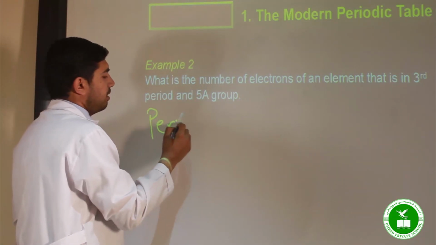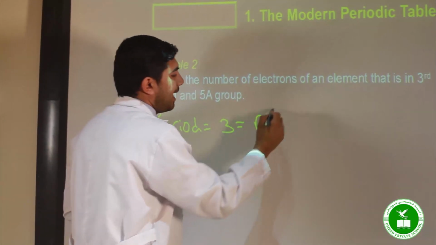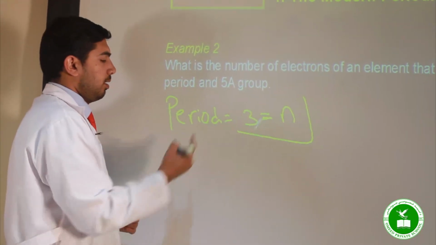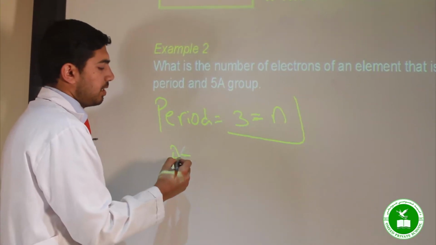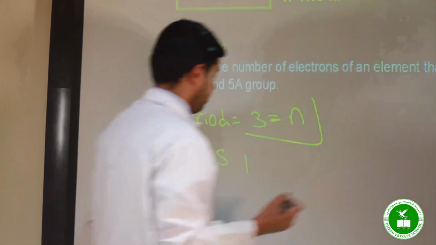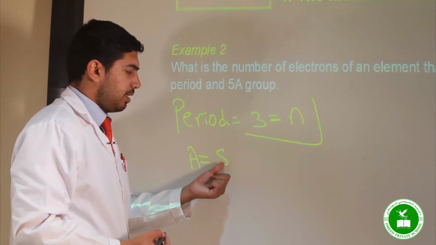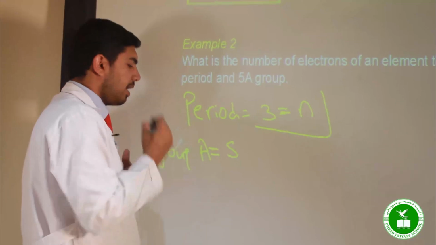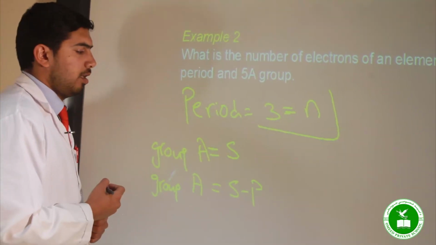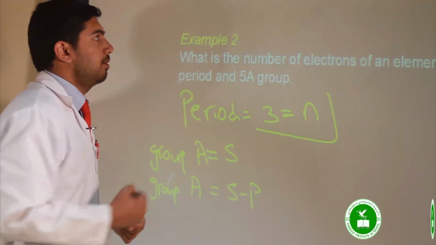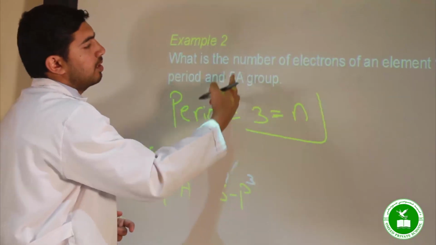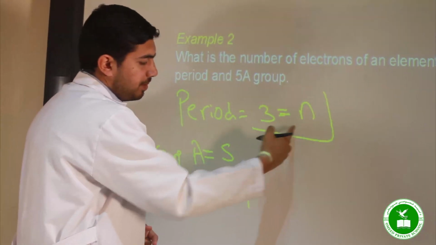Third period is given, which is 3, which equals n. If we remember, n determines the period number. After that, 5A group. We had studied it's a combination of S and P, or only S. If S comes, it means it is in group A. Or if S and P come, it means it is in group A. So now they are telling us that it will be in 5th A group. 5th A group means S will have 2 electrons, P will have 3 electrons. 2 plus 3 becomes 5A group. Okay, third period, 5th A group.